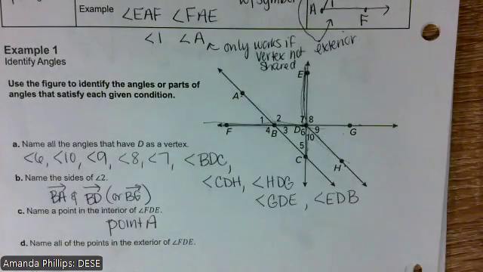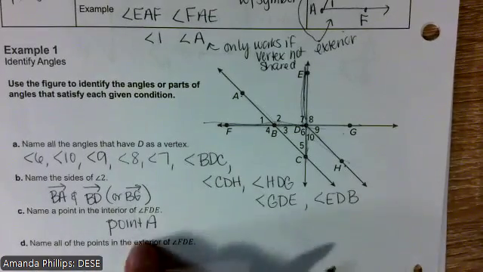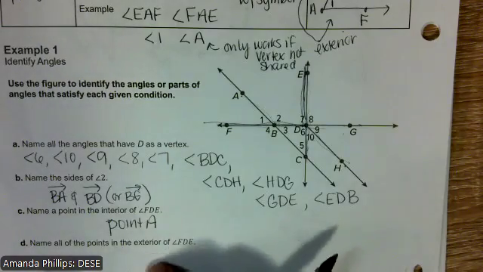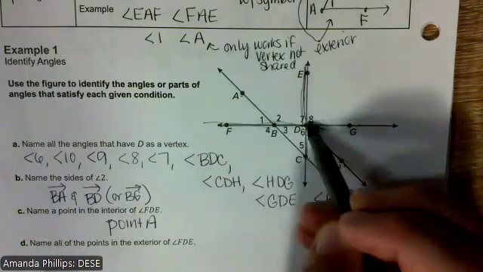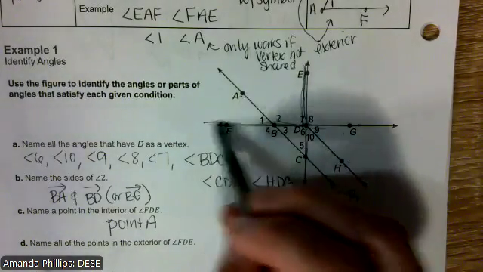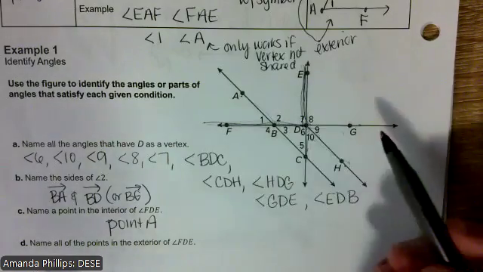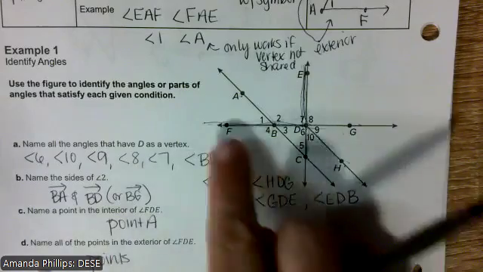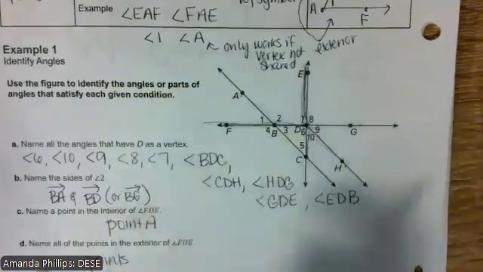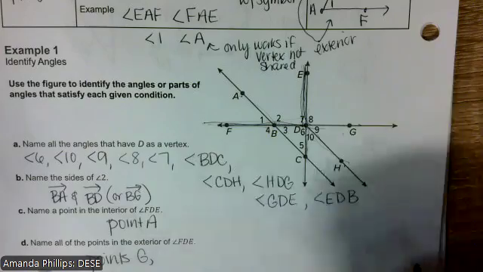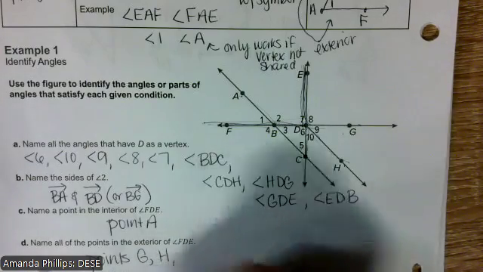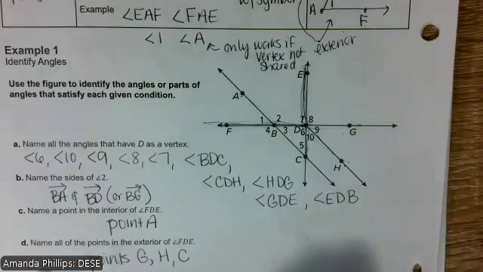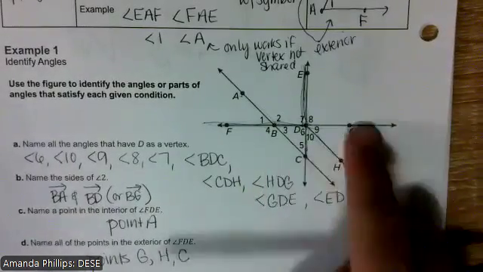Okay. Be sure you are listing it out, labeling it correctly. Name all the points on the exterior of angle FDE. Well, we know A is on the interior, so what are all the points that are on the exterior? Well, there's not many of them because these lay on the ray, right? So we have points G, H, and C. Okay, those are the only three that are on the exterior.